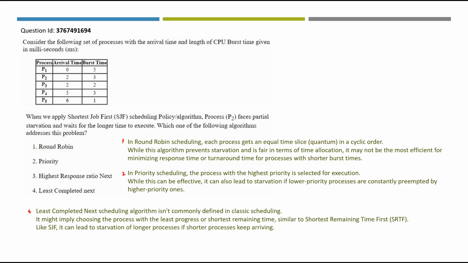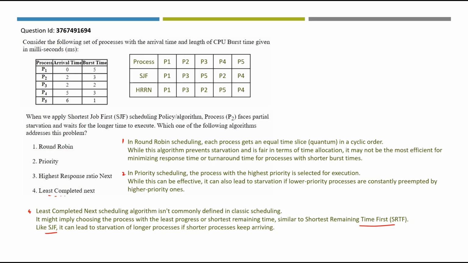This algorithm is not commonly defined in classic scheduling. It might imply choosing the process with the least progress or shortest remaining time, similar to SRTF algorithm, shortest remaining time first. Like shortest job first, it can lead to starvation for longer processes if shorter processes keep arriving. Definitely starvation for longer processes will occur if upcoming processes are completely having shorter burst times.